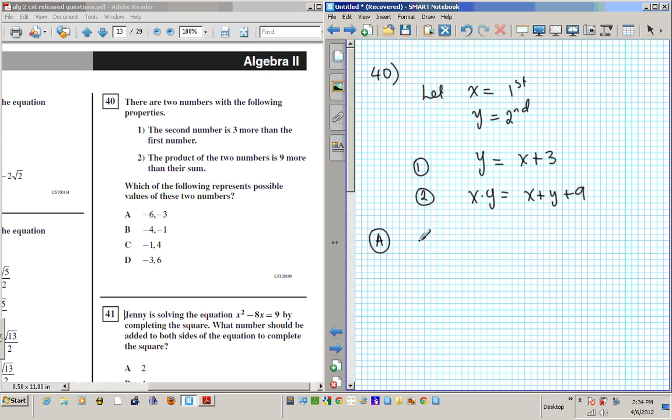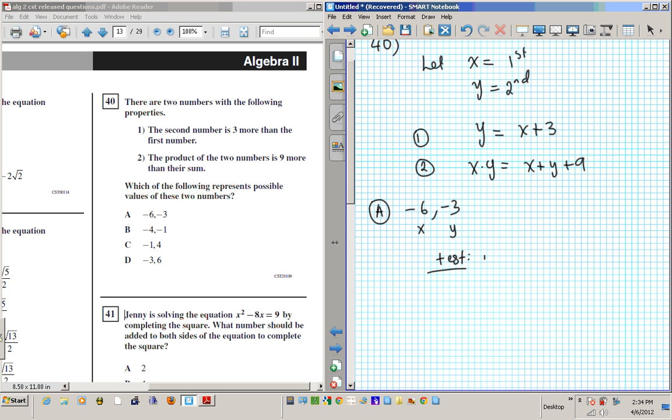So for option A, we have -6 and -3. This is the first one x, and this is the second one y. So let's do the test. Let's test the first condition. Is the second number, -3, equal to the first one plus 3? Is -3 equal to -6 plus 3? Is -3 equals -3, because -6 plus 3 is -3? Absolutely. So that checks out.